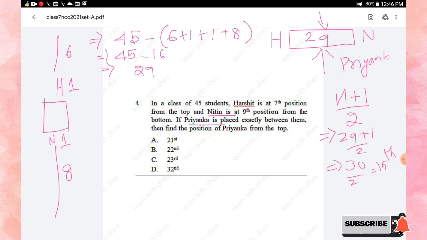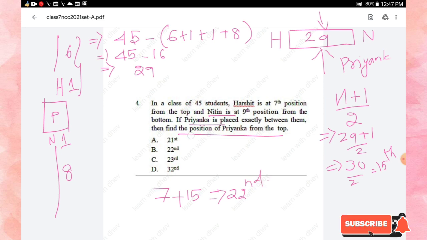Which means Priyanka is going to be placed at the 15th position of 29 students. Keep in mind, out of 29 students, Priyanka is going to be placed at the 15th position, right? So the question is then to find the position of Priyanka from the top. Suppose this is the position of Priyanka. So now from the top, already 7 students are there, and out of 29 students, Priyanka is at the 15th position. So we have to add this 7 plus 15. So totally 22nd, which means the position of Priyanka from the top is 22nd. Hence, your answer is option B.